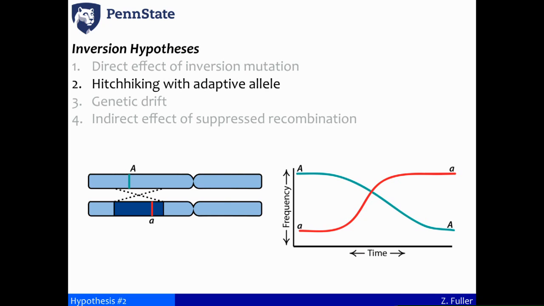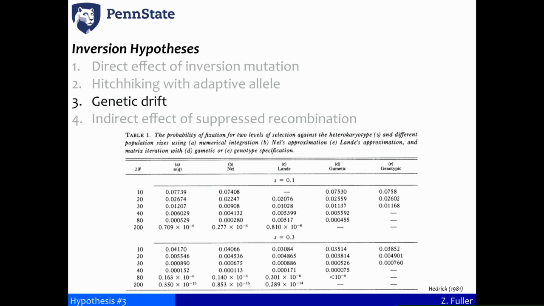A second hypothesis is that inversions might hitchhike along with an adaptive allele. So this is where there's a single beneficial mutation sweeping through the population, and an inversion happens to capture it, and it gets brought along with it to high frequency. A third hypothesis is that inversions are established through genetic drift. And so there's been a number of theoretical models that have been developed that predict that in smaller effective population sizes, there's an increased probability of an inversion becoming fixed.